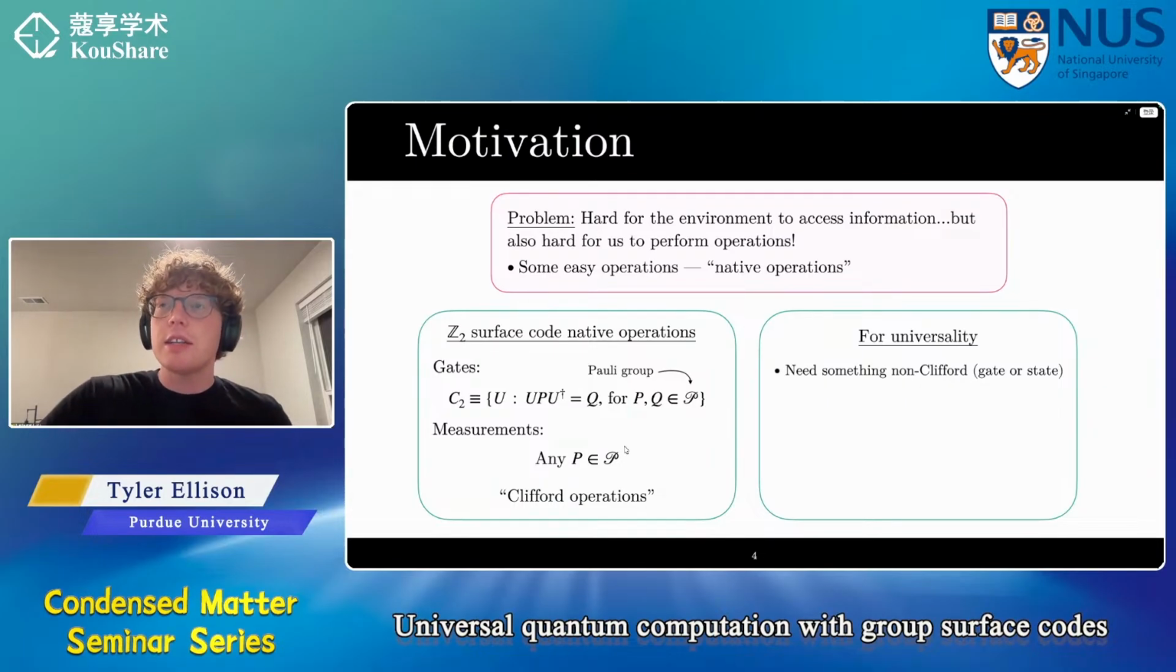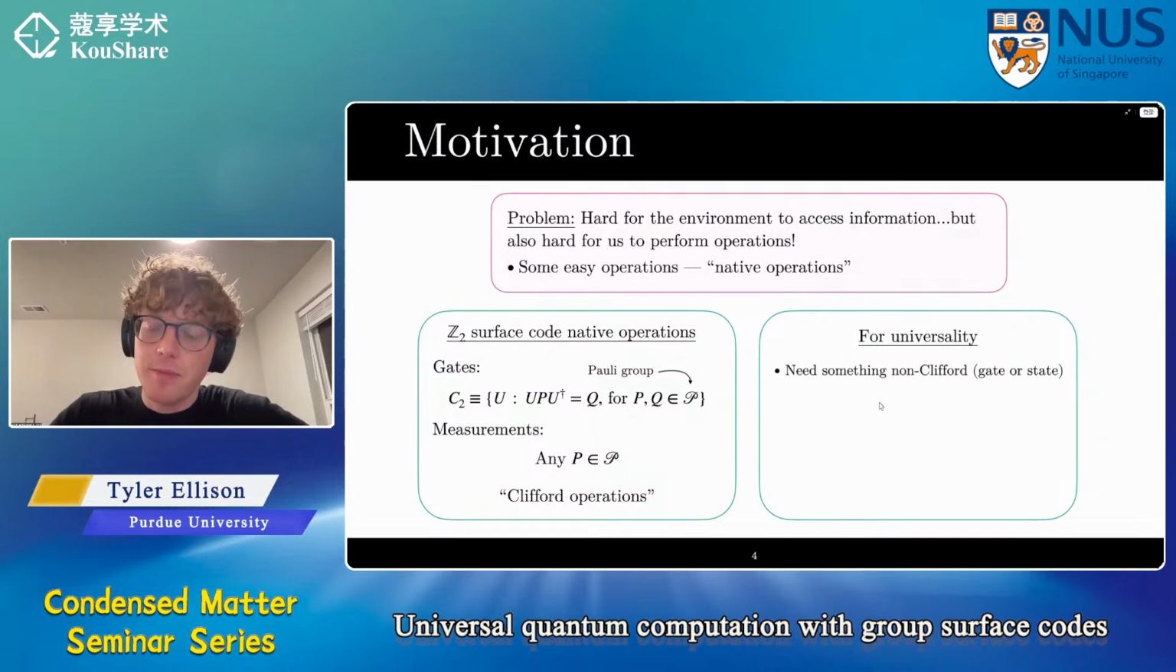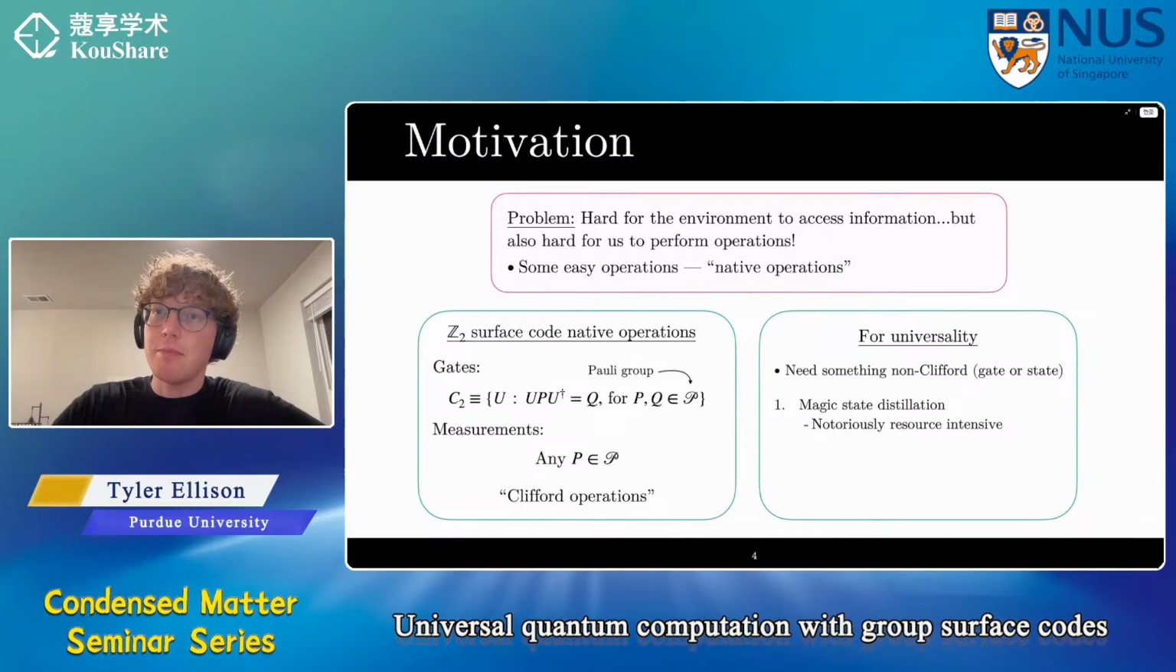And here by a non-Clifford state, I mean a state that cannot be prepared from an all-zero state using Clifford operations. There are a number of strategies for supplementing the Z2 surface code with something non-Clifford. The most well-studied is magic state distillation. It's not really important for this talk what is meant by magic state distillation, but what is important is that magic state distillation is notoriously resource intensive, and by some estimates constitutes the majority of the overhead in the quantum computation.